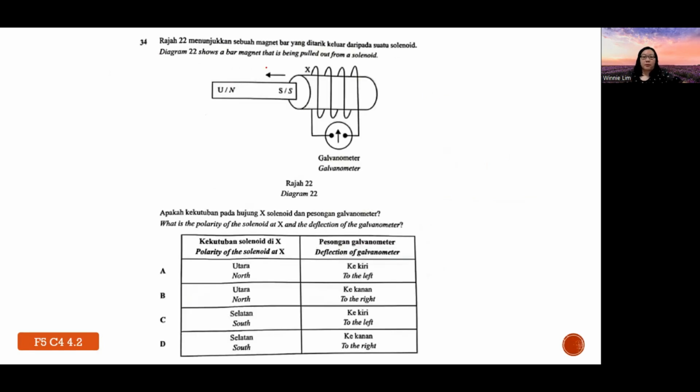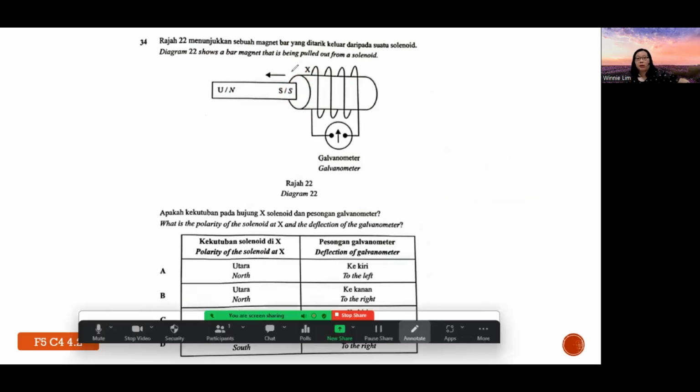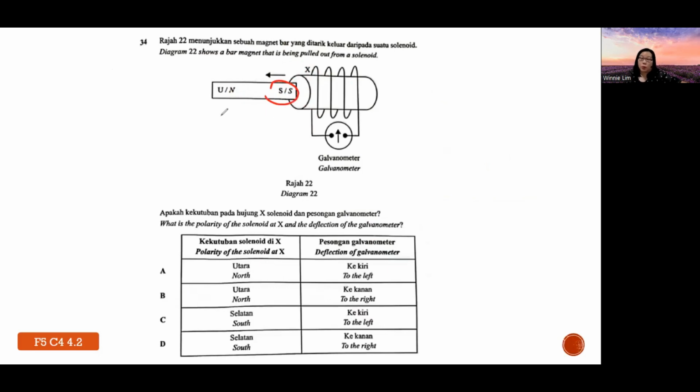34. Diagram 22 shows a bar magnet that is being pulled out from a solenoid. What is the polarity of the solenoid at X and the deflection of the galvanometer? Okay, so this is under the idea of Lenz's law. Lenz's law states that the direction of the induced magnetic pole always opposes the magnetic effect. That means now this end of the magnet is south, right? It is moving away. So X has to pull it back. So in order to pull it back, X should produce a north pole.